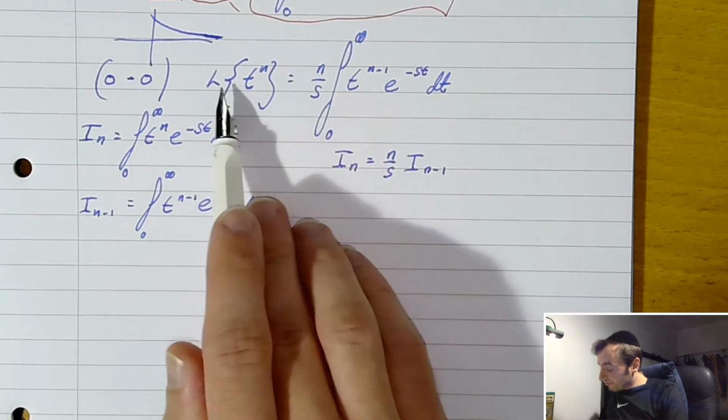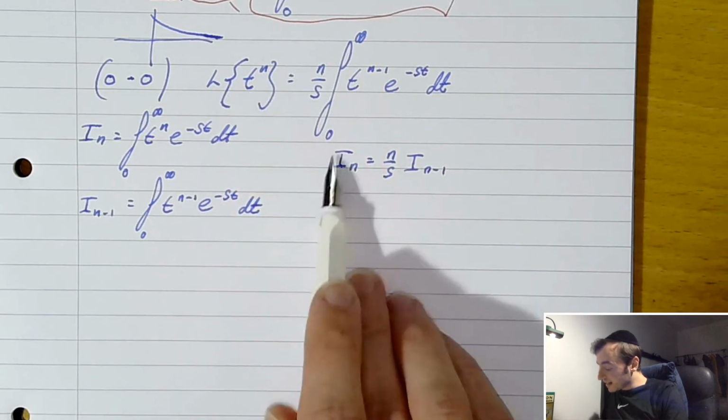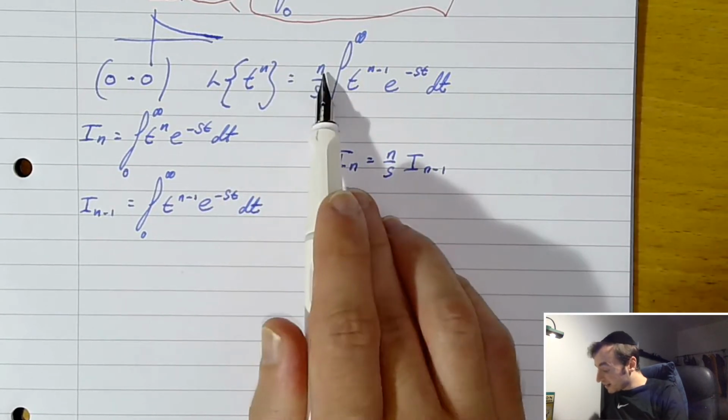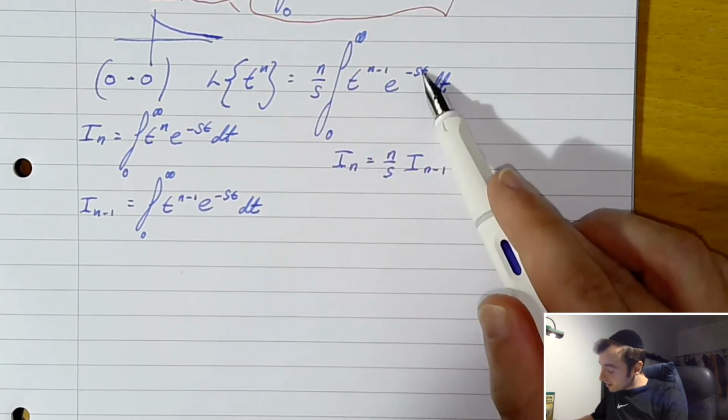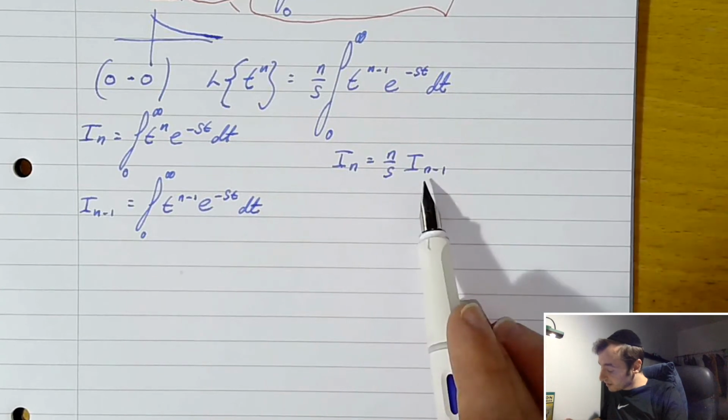Therefore, we can say Laplace of t to the n, i.e. I_s(n), is going to be n on s, which is what we've got here, n on s, times this thing over here. Well, this thing over here is just I_s(n minus 1), isn't it?